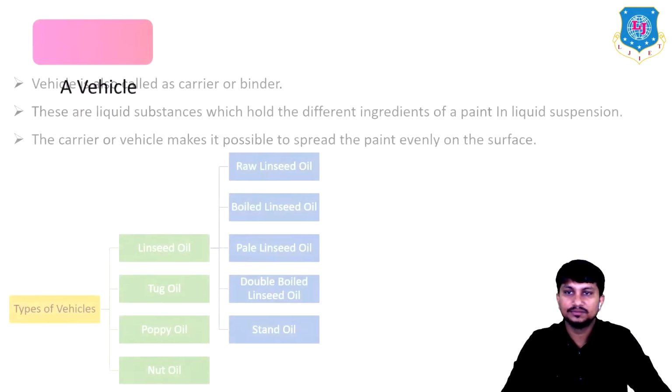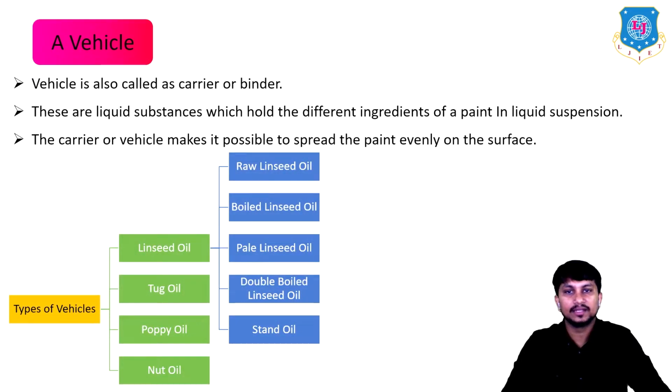The second is a vehicle. A vehicle is also called a carrier. These are the liquid substances which hold the different ingredients of a paint in liquid suspension. The carrier or vehicle makes it possible to spread the paint evenly on the surfaces. There are various types of vehicle like linseed oil, tung oil, poppy oil, nut oil, etc. Linseed oil also has various types like raw linseed oil, boiled linseed oil, pale linseed oil, double boiled linseed oil, stand oil, etc. You can use any type of vehicle in your paint.